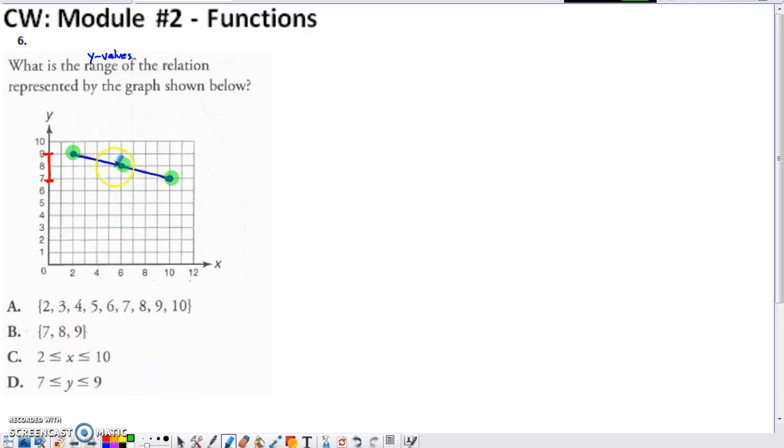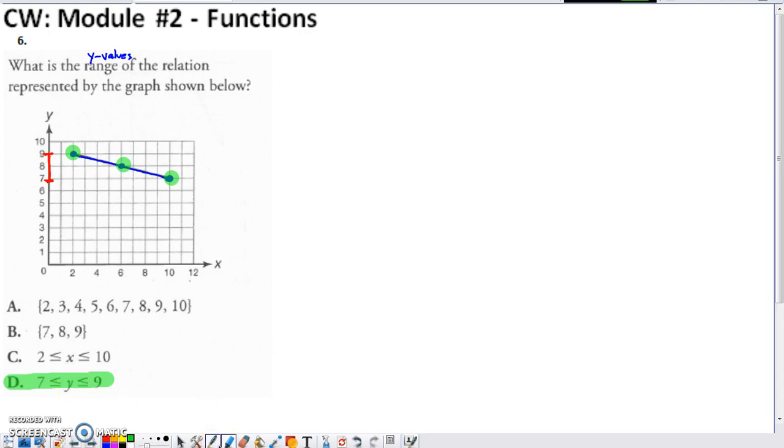But then if you think about it, these points are connected together. And if the points are connected, we don't just have a y value at the points that I've plotted, we have a y value at every point that's on that line in between. So all those decimals that are in between 7 and 9 are also represented. 7.5 is somewhere on the graph as a y value. 8.9 is somewhere on the graph as a y value. So we're looking at choice D.